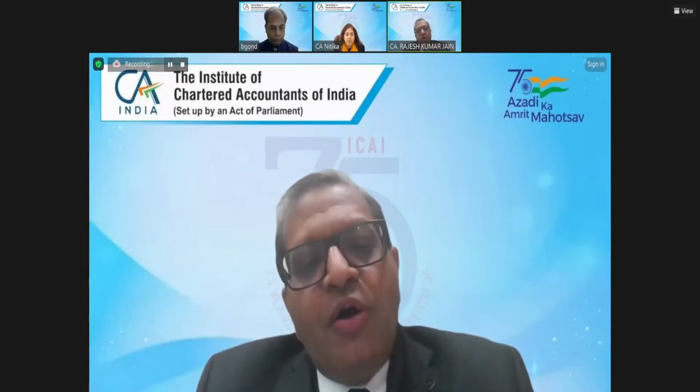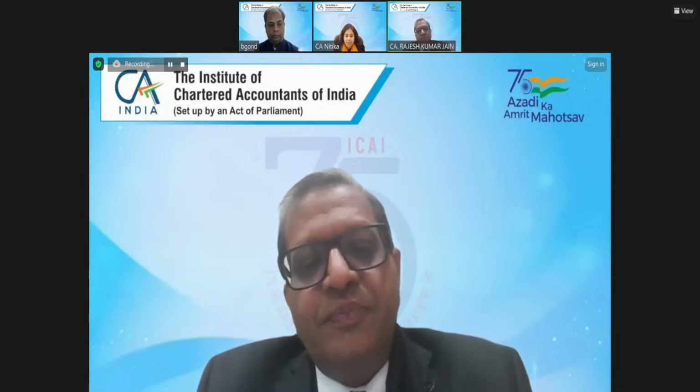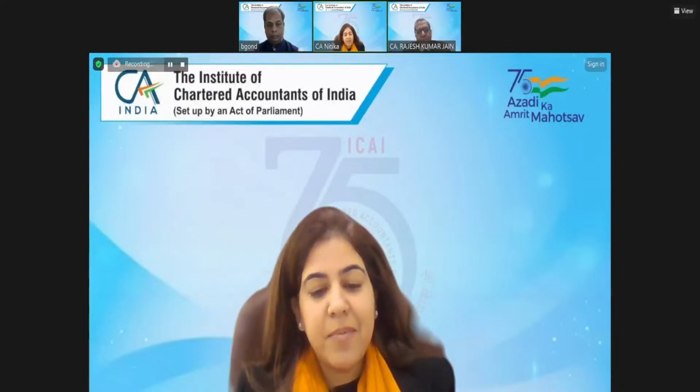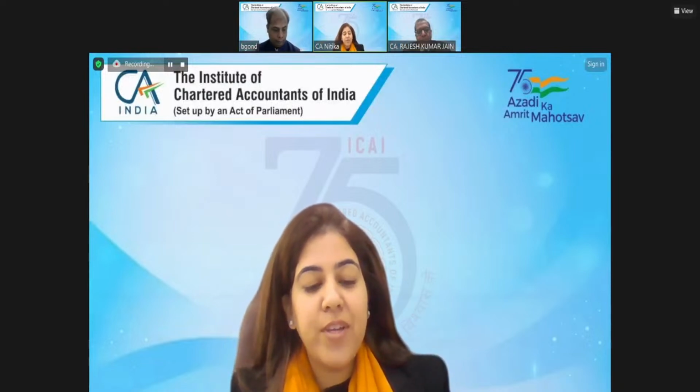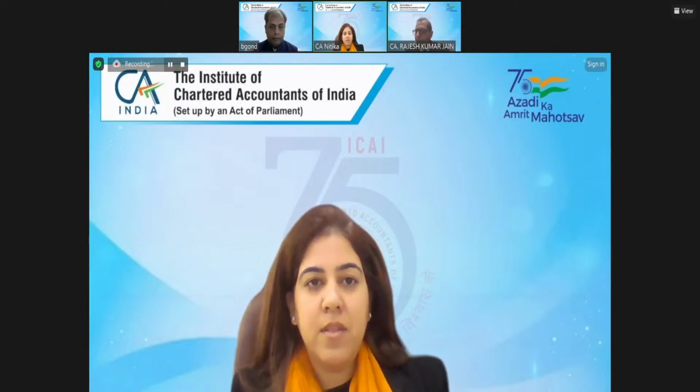This is all on the framework on income and expense. And sir, I think Bhavesh ji can answer this. Is there any criteria for rounding off of figures appearing in the financial statements? Does this guidance note tell us something about the rounding off of figures?